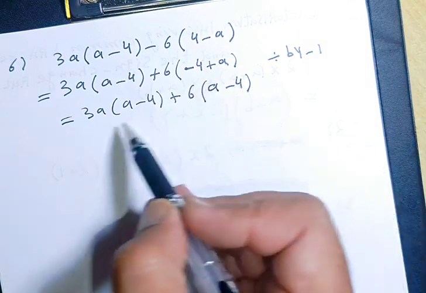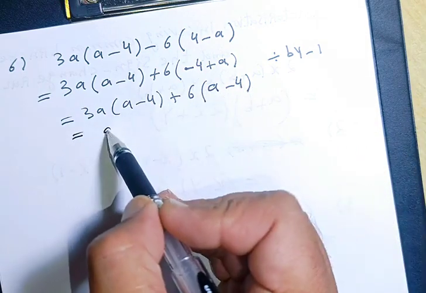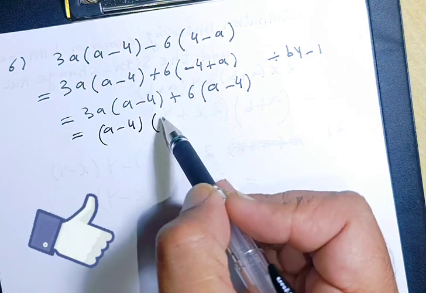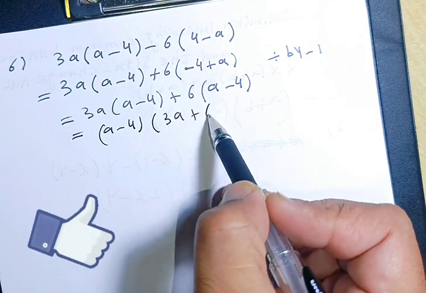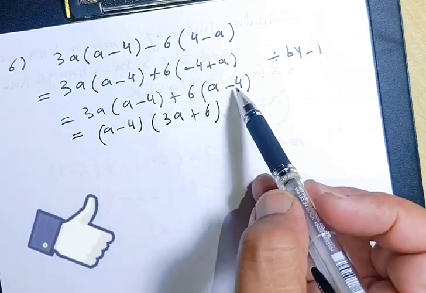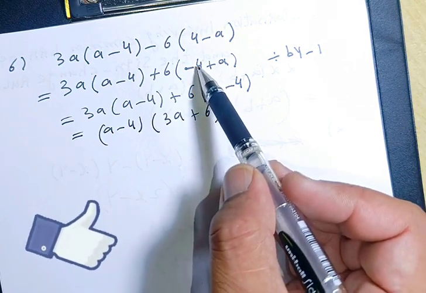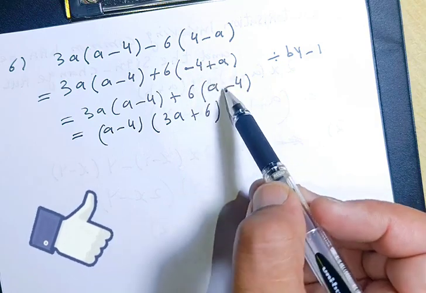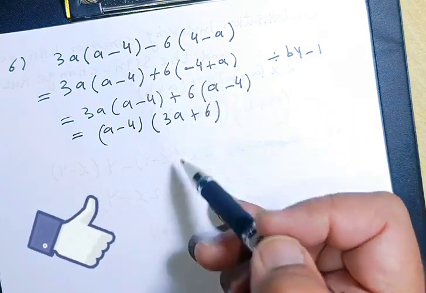Now a negative 4 is our common factor, common bracket. What's left? 3a plus 6. So this is my final answer. You can skip this one, you don't need to write like this. I can write negative 4 plus a, or I can write directly here a negative 4. Same thing. I'll show you one more question.